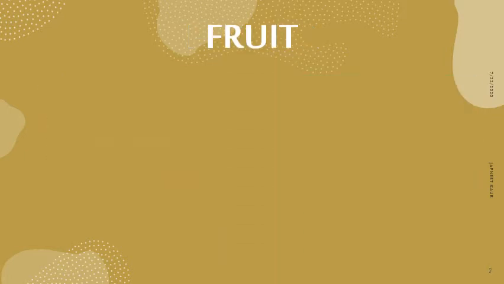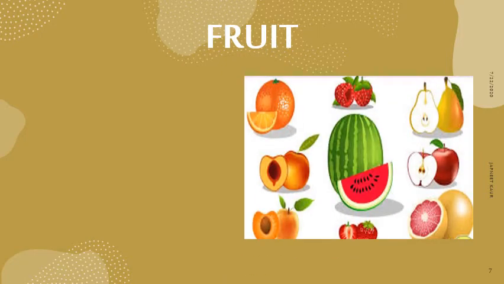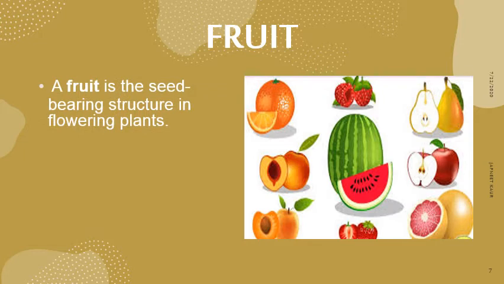Now the next one is fruit. Let's see. There are so many fruits you eat. From where do we get them? We get them from plants. A fruit is a seed bearing structure in flowering plants. So फ्रूट क्या है? प्लांट पर होता है और फ्रूट के अंदर क्या होता है? सीड्स होते हैं. और ये सीड्स किस काम आते हैं? जब हम फ्रूट खा लेते हैं उसके बाद वो सीड्स को अगर हम सो कर दें तो दोबारा से प्लांट आ जाएगा.